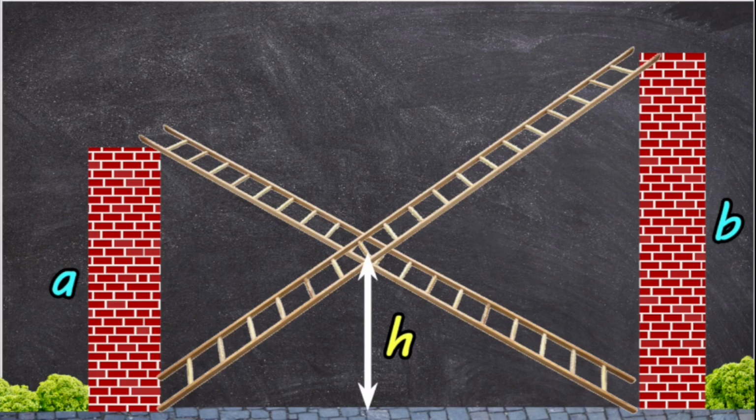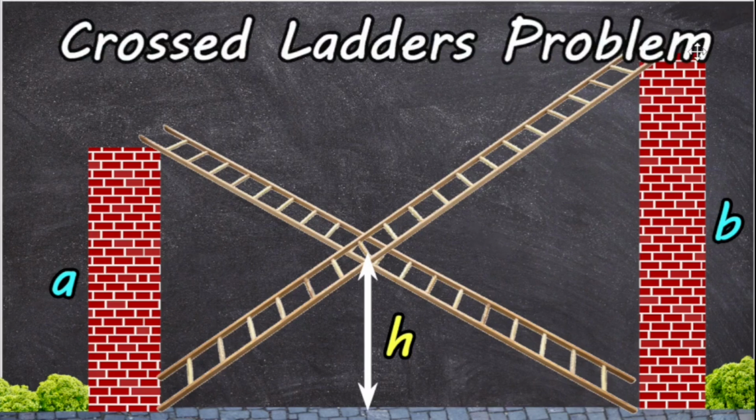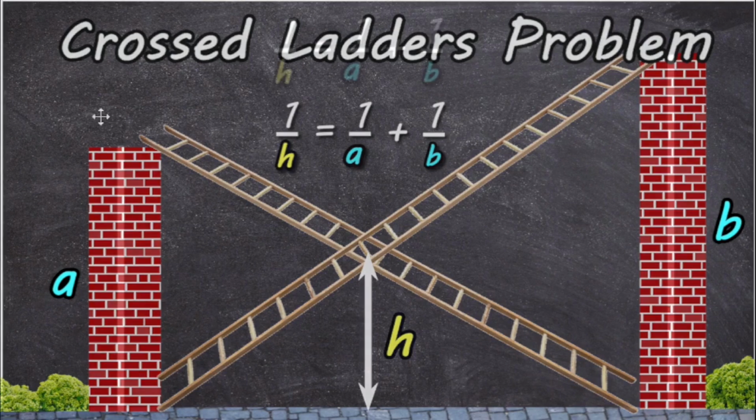This is apparently an ancient problem known as the cross ladders problem, and what we're here to do is prove that you can find the height by using the equation 1 over h equals 1 over a plus 1 over b. So let's see how we come up with this solution.